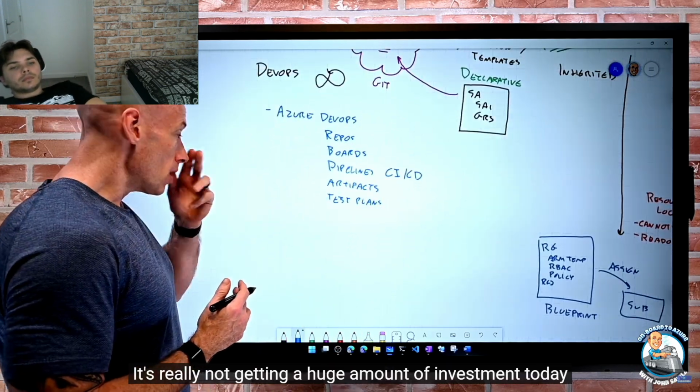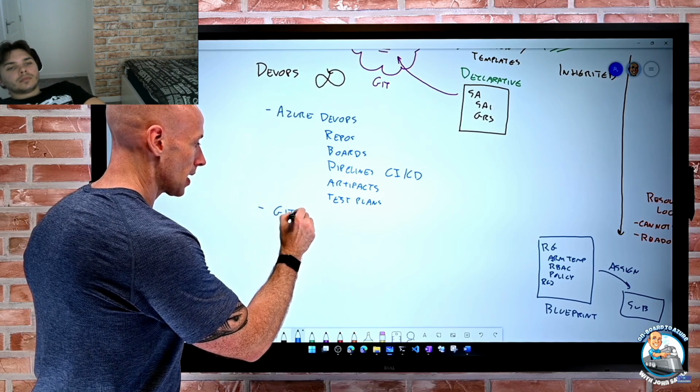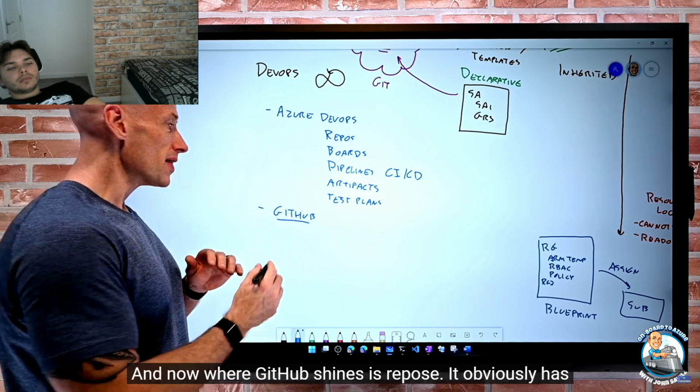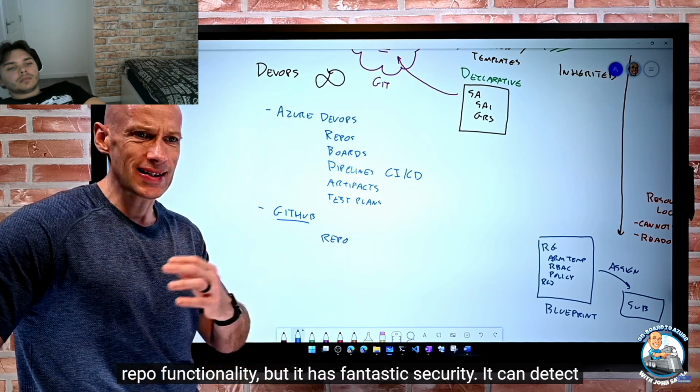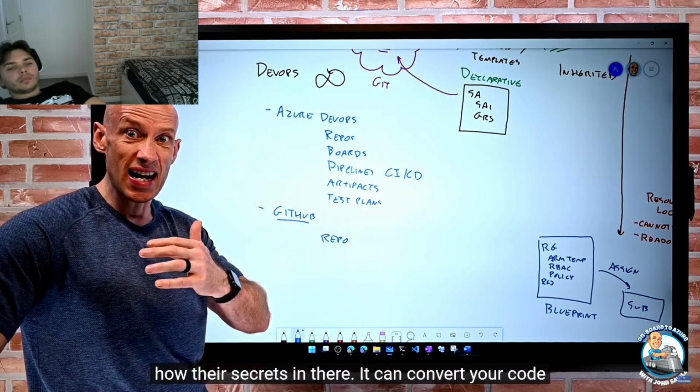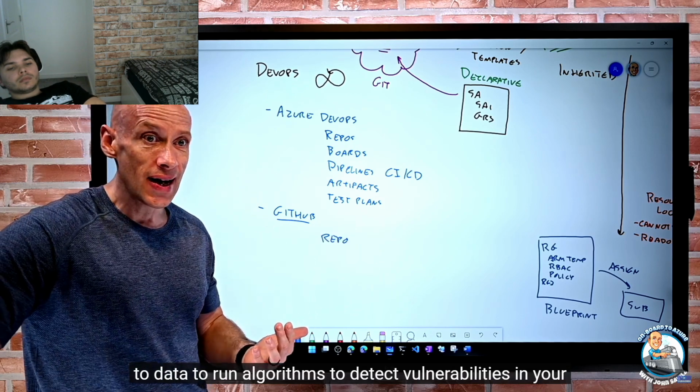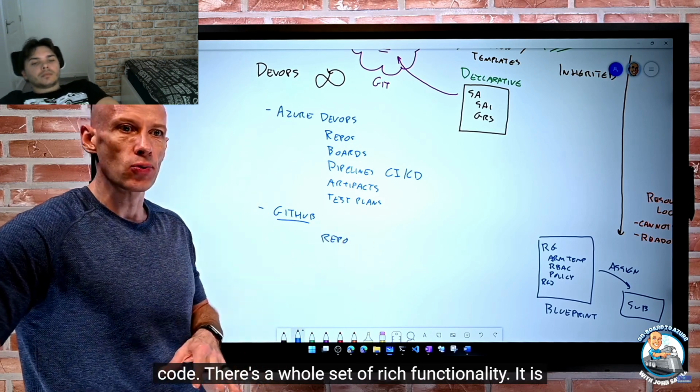And while this is a very mature solution, it's really not getting a huge amount of investment today because Microsoft bought GitHub. And this is very much the future. And now where GitHub shines is repos. It obviously has repo functionality, but it has fantastic security. It can detect data secrets in there. It can convert your code to data to run algorithms to detect vulnerabilities in your code. There's a whole set of rich functionality. It is the open source kind of repo for the world.